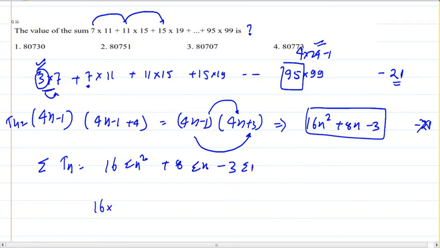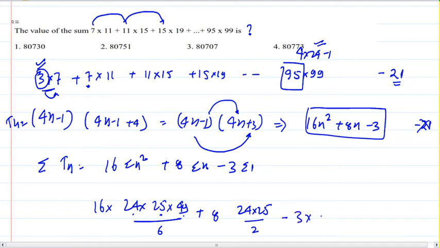Summation of 24 squares is 24 into 25 into 49 upon 6. What formula am I applying? n into n plus 1 into 2n plus 1 divided by 6 is the sum of squares. 8 summation n will be 24 into 25 by 2, n into n plus 1 by 2, and 3 will be added 24 times. This is the sum of all terms till this point. Till this point I've added everything. I need to subtract 21 from all of this to get my final answer.